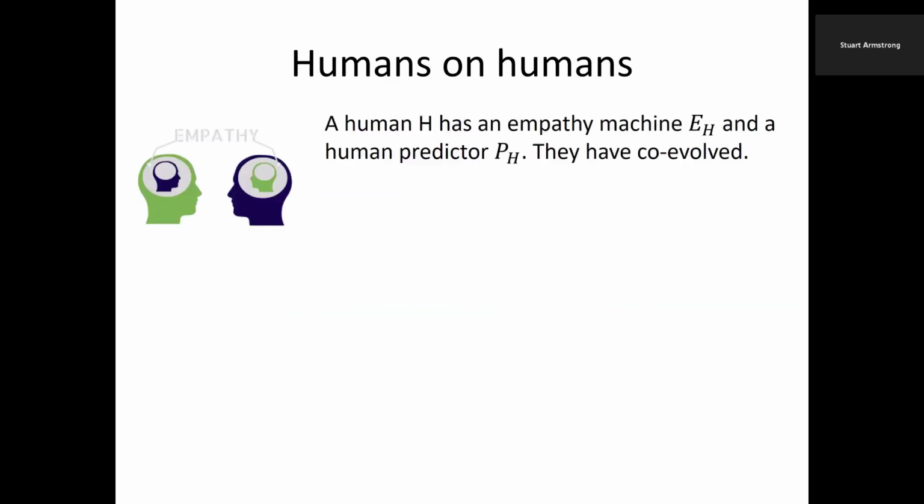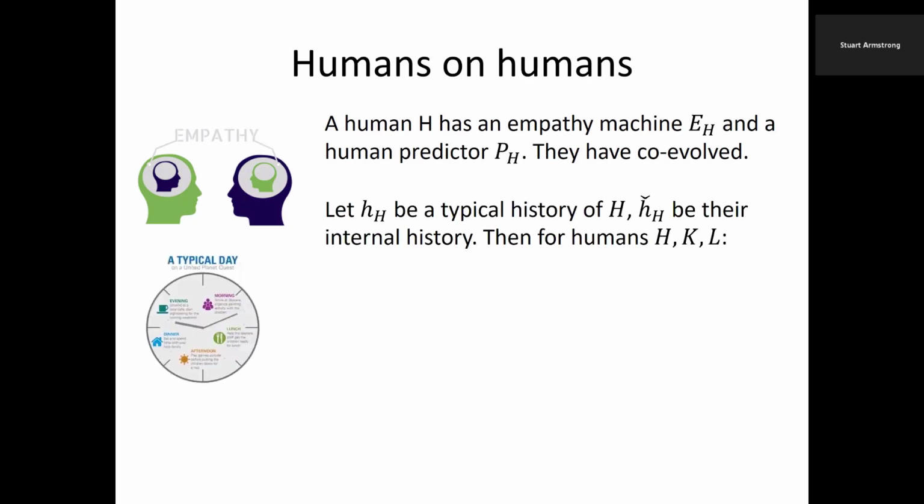Well, this is a sort of simple model of what's happening. I see a human H as having an empathy machine and a human predictor. They've co-evolved. The empathy machine is what tells us what people want and how they think. And the predictor tells us how they act. So if we have a typical history of a human H, then two different humans looking at it will find roughly the same thing.